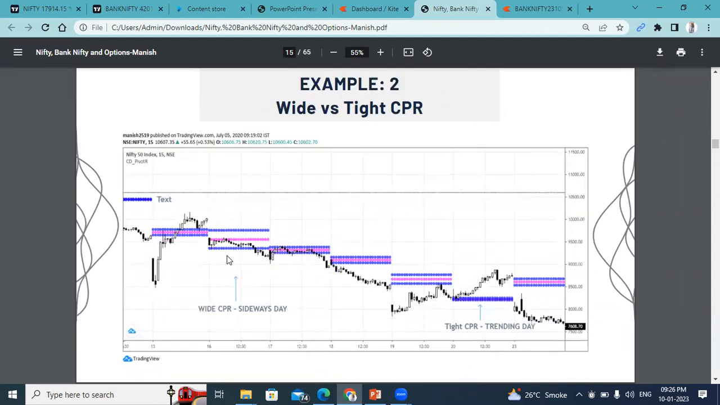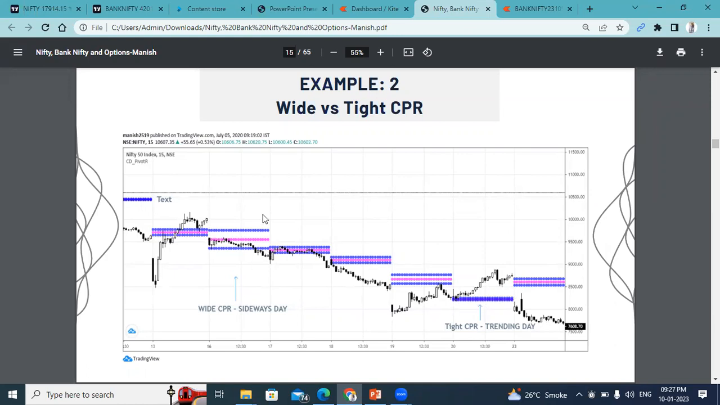Now see how price behaved. See here, what happened on wide CPR? The day was sideways. Bottom CPR worked like support, and main pivot you can see it worked like resistance. Price was just moving between these two lines. So this was a sideways day. And see what happened on tight CPR day. One side price action you can see. From first candle till last candle you can see Nifty was one side. So this is called a trending day. Such types of trending days you can see on tight CPR.